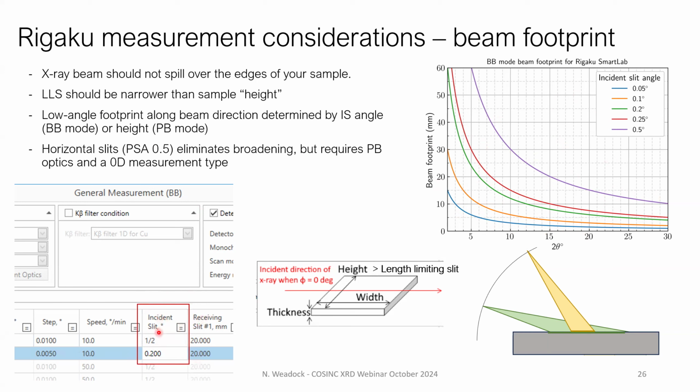In PB mode, incident slit will be given as millimeters, and it's a more simple geometric construction to take a completely collimated rectangular beam and calculate the beam footprint.